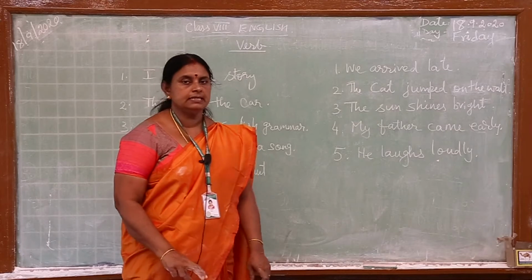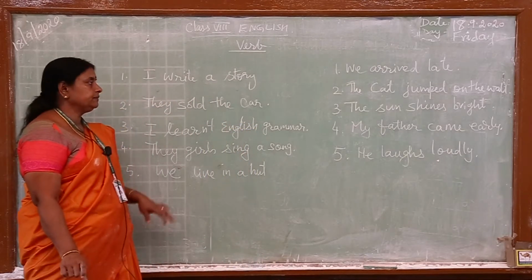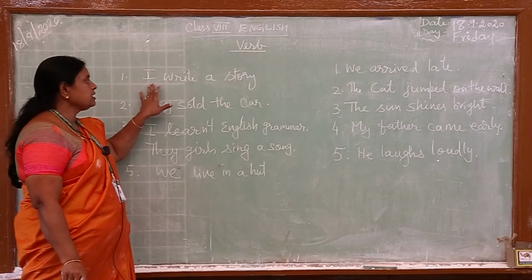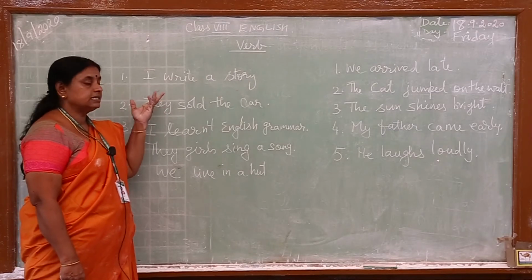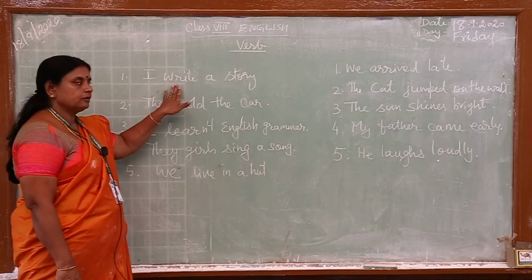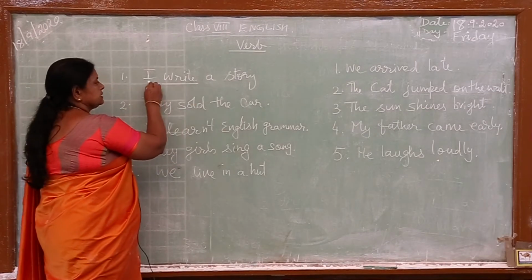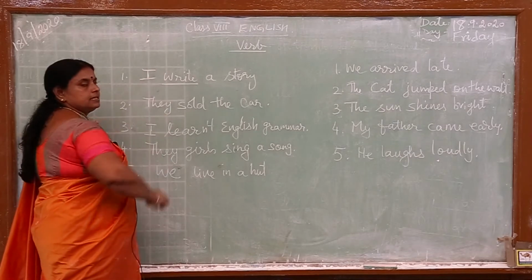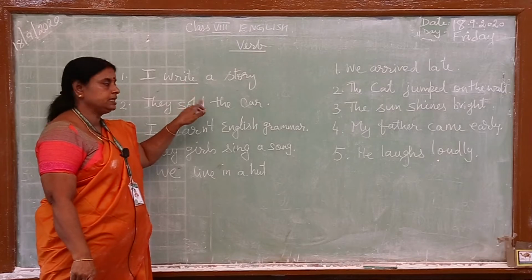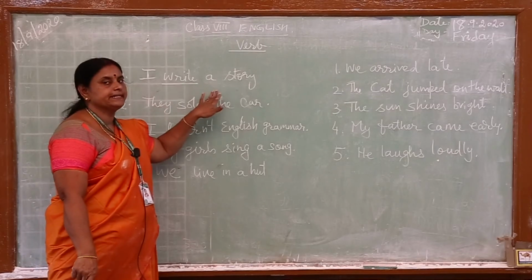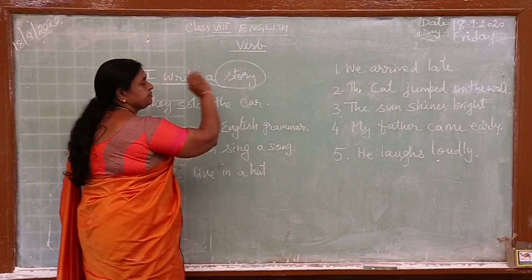Now you can see some of the sentences I have written on the board. I hope it is clear for you to read. Let me read the first sentence: I write a story. I hope you have understood which word is the verb here. Obviously, write is the verb. This is the subject, right? What is the subject doing? He is writing. This is the action verb actually. What is he writing? He is writing a story.